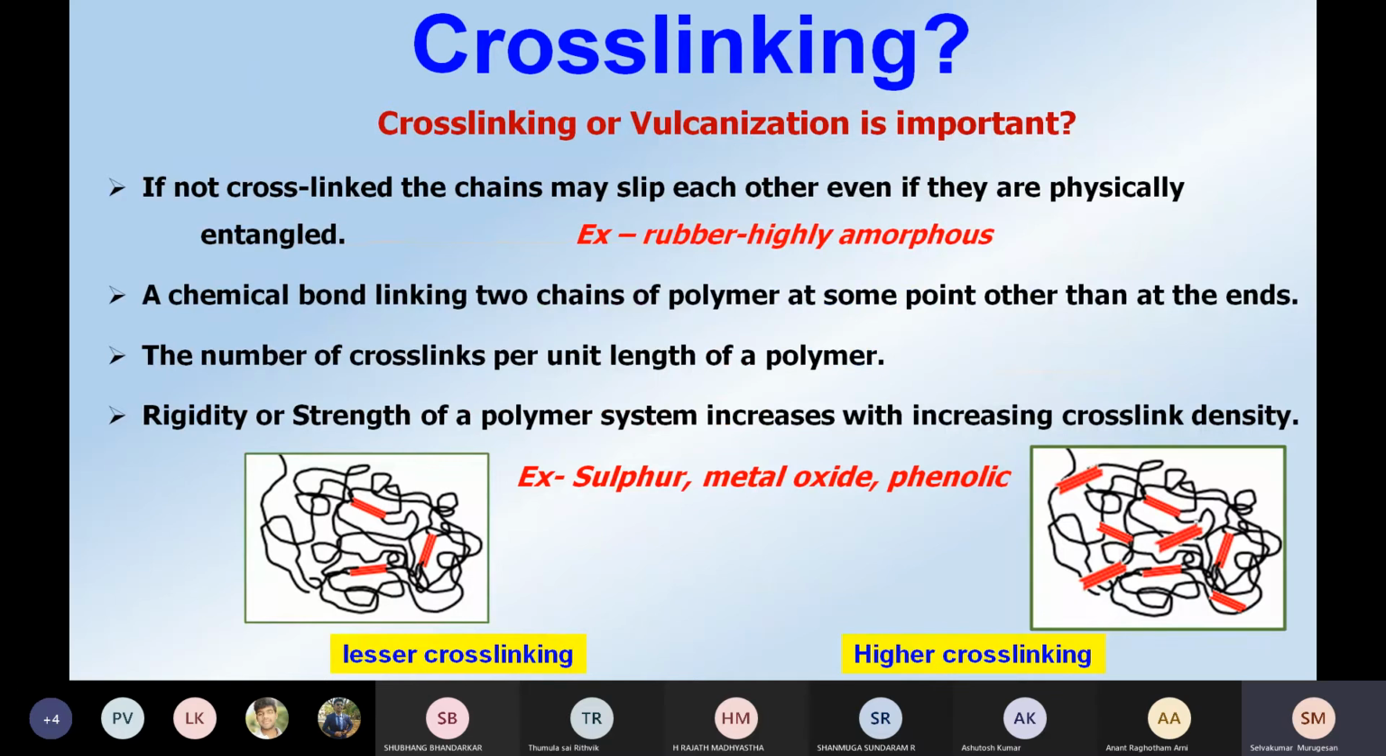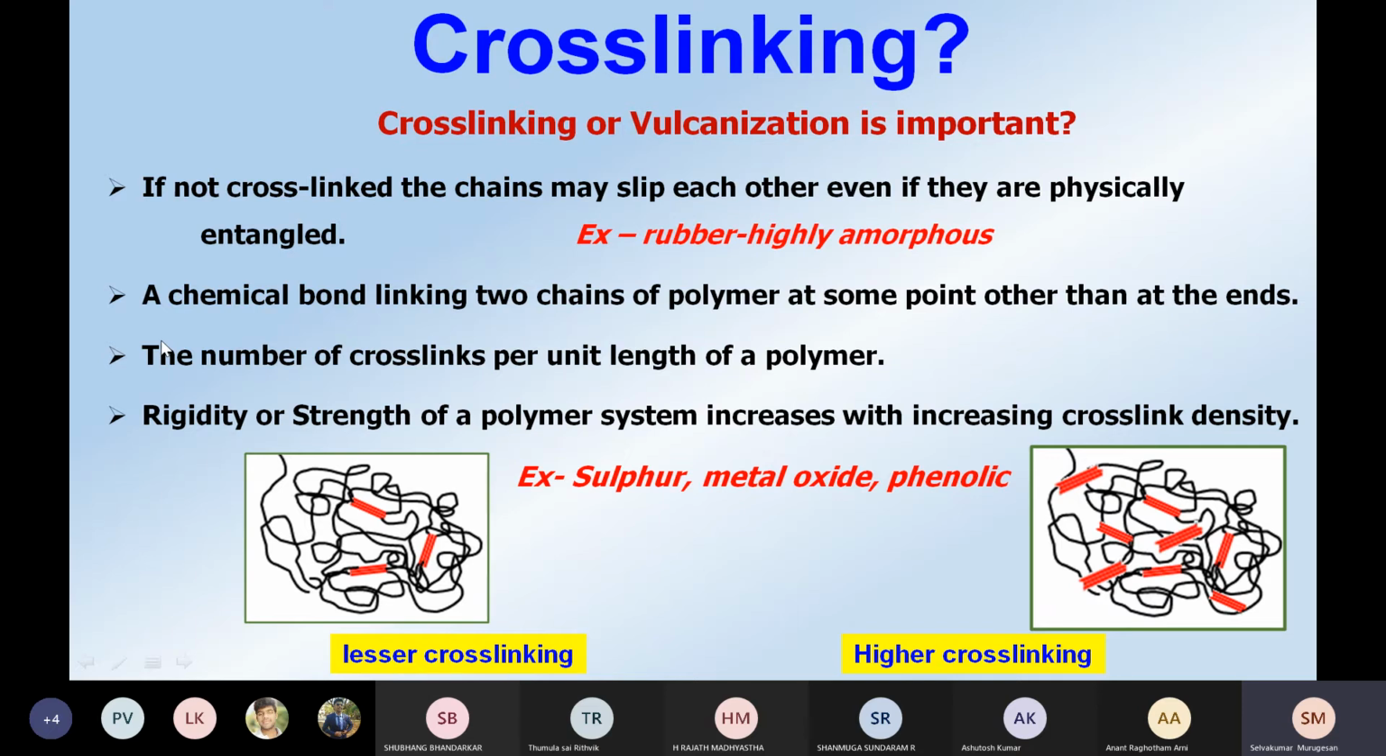So what is cross-linking, sometimes also called vulcanization, and why is it so important? If the elastomer or polymer is not cross-linked, the chains will start to slip past each other, even if they are physically entangled. The example is rubber, which is highly amorphous. Even after giving your product a permanent shape, over a period of time it experiences different mechanical forces as well as temperature. As a result, the chains start to slip past each other, and the geometry changes.